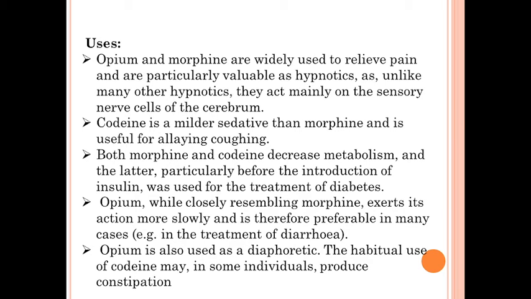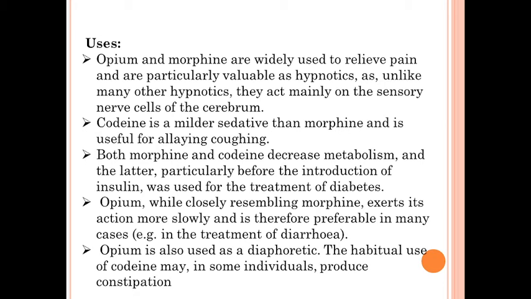It is also used in the treatment of diabetes. Those patients who are suffering from diabetes have hyperglycemia. So what will morphine do? Morphine will decrease or slow down the metabolism, due to which the blood glucose level will decrease, giving a hypoglycemic effect, and it is used in the treatment of diabetes.